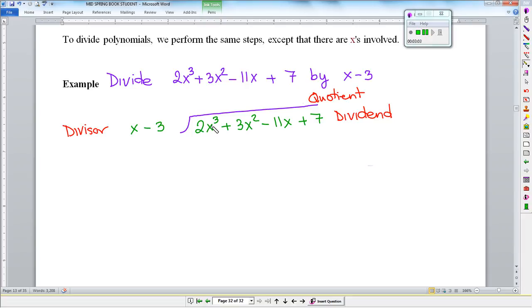Now the first thing you are going to do is take the first term of your dividend and divide by the first term of your divisor. Here I have 2x to the power 3 divided by x, which gives me 2x squared. That will be the first term in our quotient, 2x squared. Next, I'm going to multiply the 2x squared in my quotient by the divisor. That will give me 2x to the power 3 minus 6x squared.